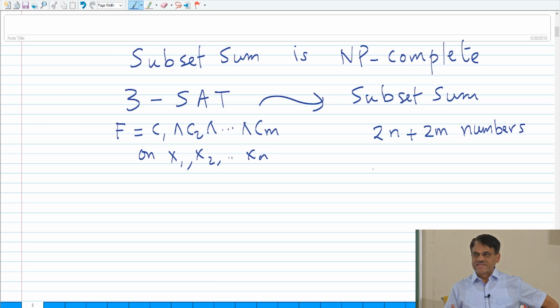I will write those numbers in decimal, each of length n plus m in decimal.